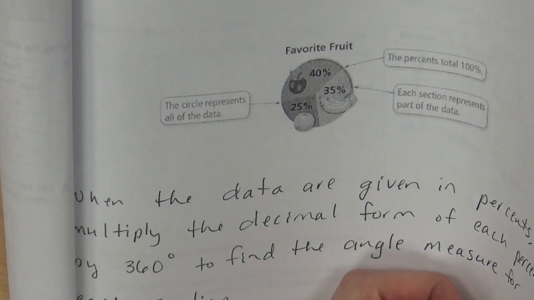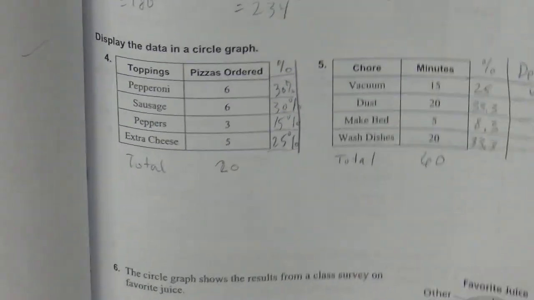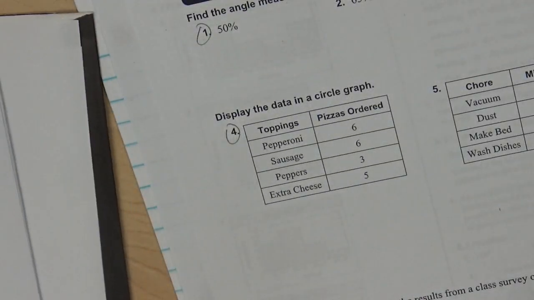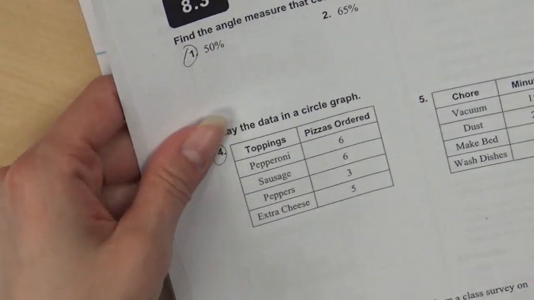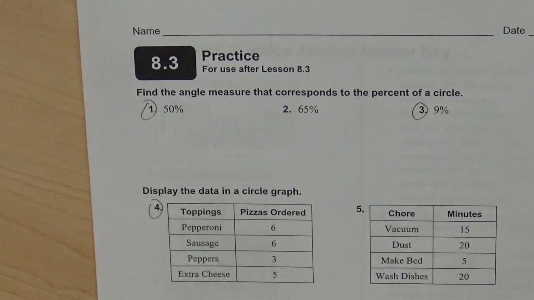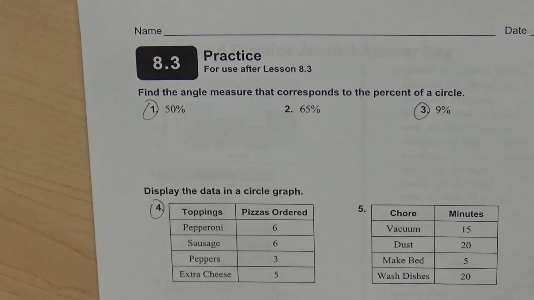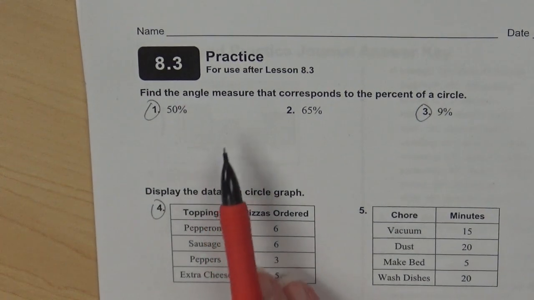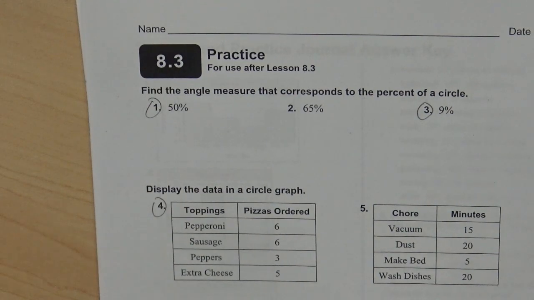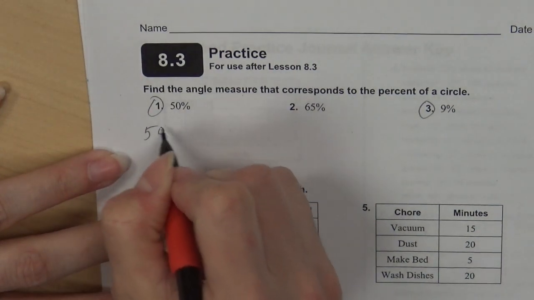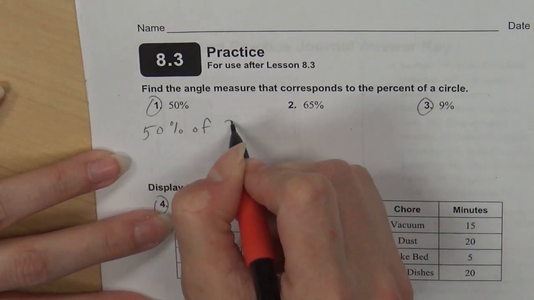All right, we're going to look at the practice 8.3 sheet. We're going to go through some of these problems together. I'm going to do numbers 1, 3, 4, and 6 with you. For number 1, find the angle measure that corresponds to the percent of a circle. In number 1, I'm given 50%. So I need to find 50% of 360 degrees, because I know my circle is 360 degrees.